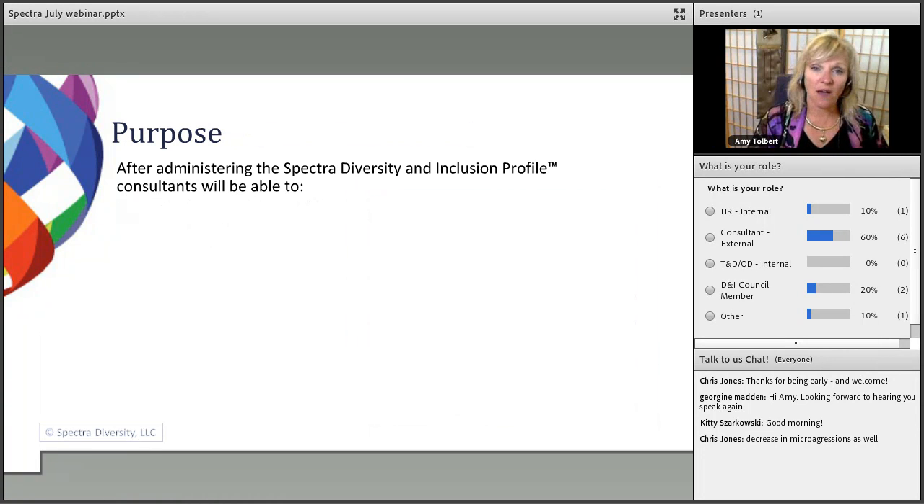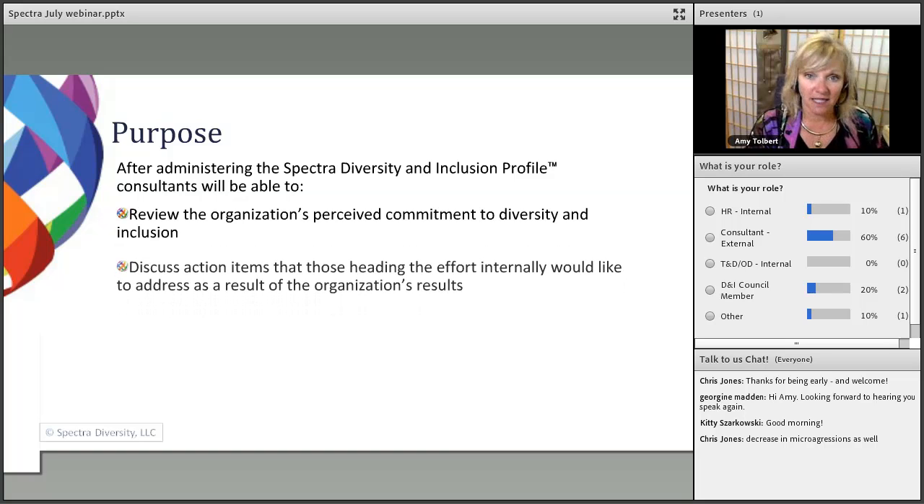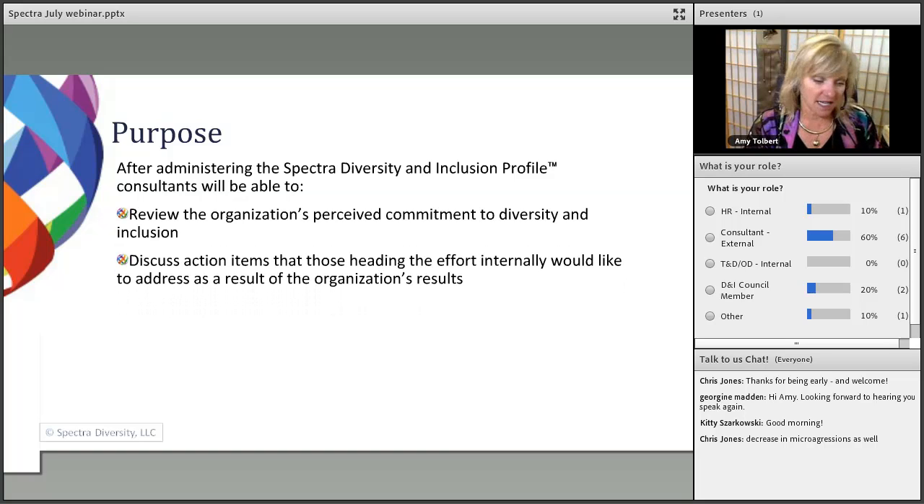So here's what we did around creating this tool. It's a 10-minute assessment. It has organizational items and individual items. The purpose of really looking at this tool, let me share with you just a couple bullets. First of all, on organization, it really does review the organization's perceived commitment to diversity and inclusion. And it also helps you, Diversity Council members, consultants, and HR internal folks, look at what are the items that we really want to consider to lead our efforts.